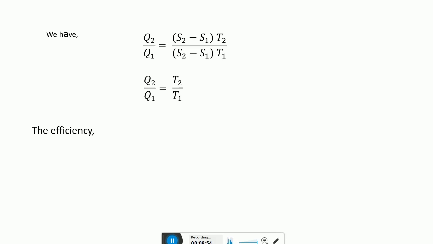We know the efficiency of the Carnot cycle is eta is equal to 1 minus Q2 by Q1. This is the value of efficiency in terms of heat. Again we know the value of Q2 by Q1, so putting the value of Q2 by Q1 from the upper equation here, we get the efficiency of the Carnot cycle in terms of temperatures. So we get eta is equal to 1 minus T2 by T1. So this is the efficiency of the Carnot cycle.